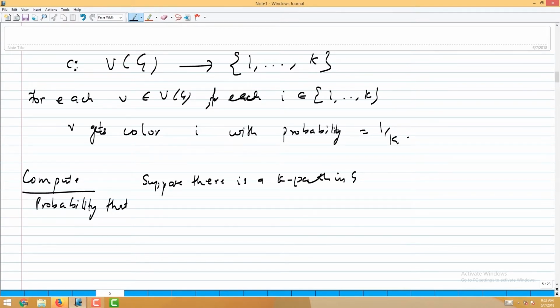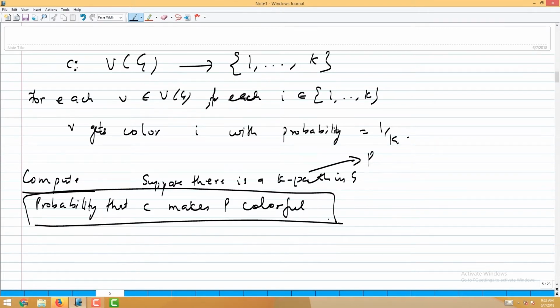So let's say this path is P. We want to compute the probability that C makes P colorful. This is the probability that I want to compute. The experiment is clear. I have told you what I want to compute. Now, what is this probability? K factorial by k power k. Why?